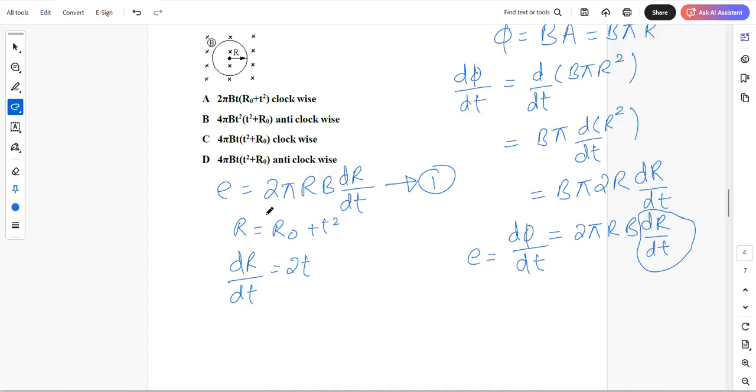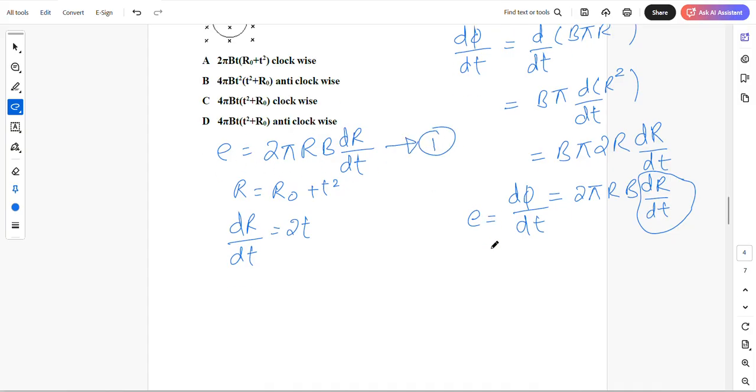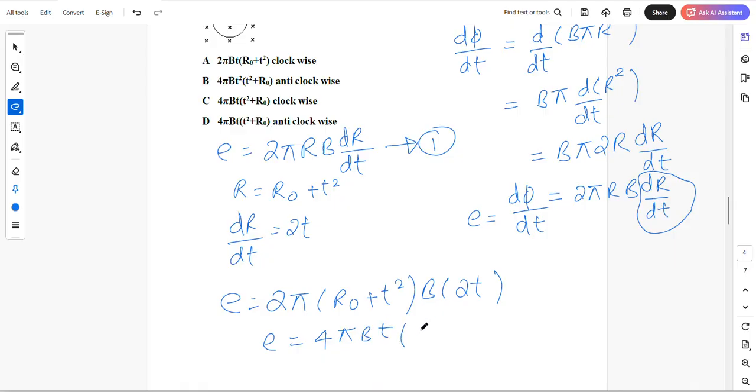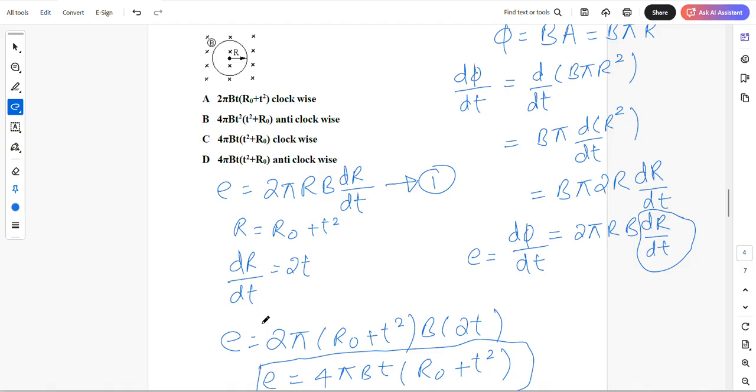This is the equation we have derived. E is equal to 2 into pi into r, and r is r naught plus t square, B will be as it is, and dr by dt is 2 into t. That is equal to 2 into 2, which is 4, pi B t into r naught plus t square. Okay, this we got. Now whether it is clockwise or anti-clockwise, what is happening?